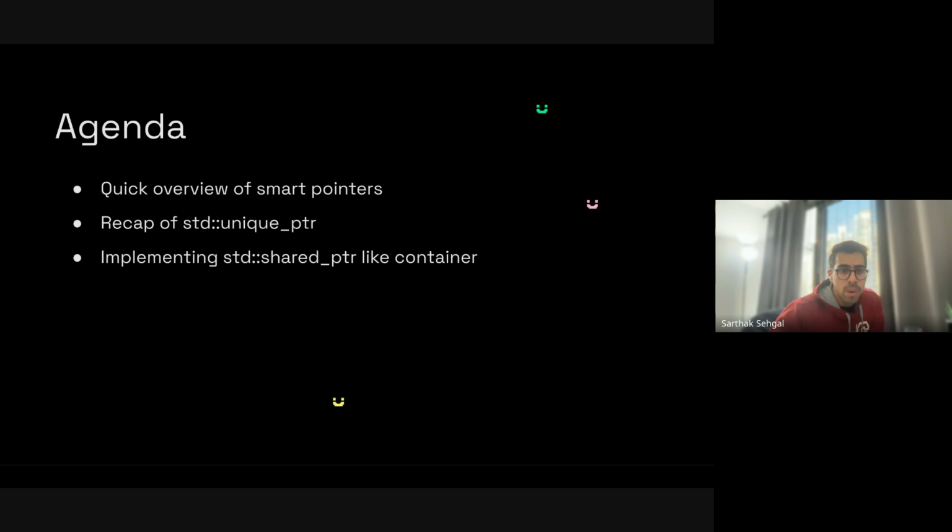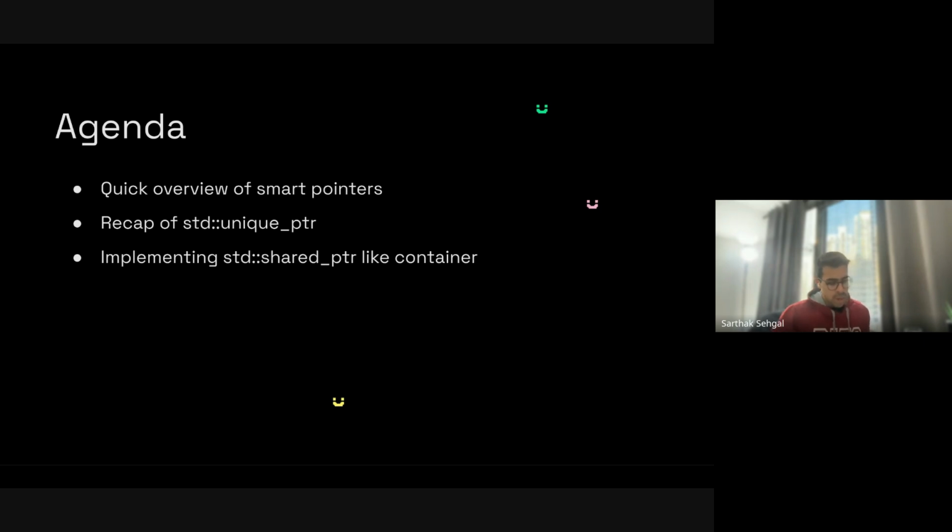All right, with that out of the way, let's dive into the actual session. As I mentioned before, I'll do a quick overview of smart pointers, recap what we did for std::unique_ptr, and then dive into how a shared pointer is implemented.